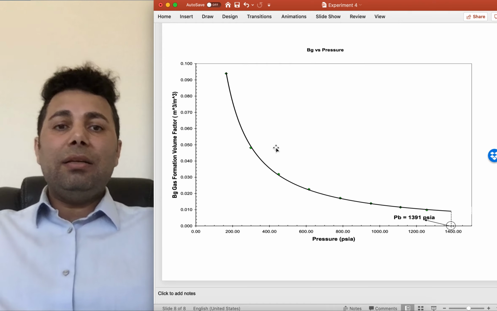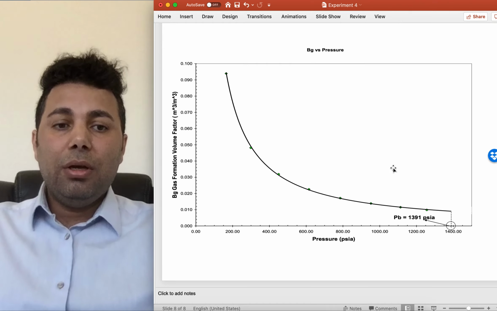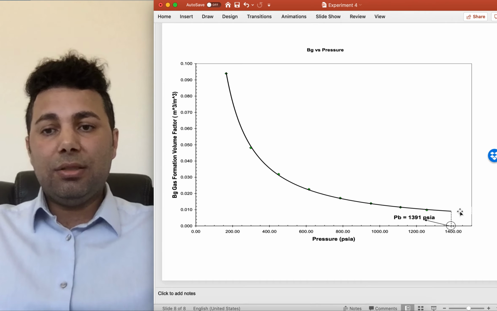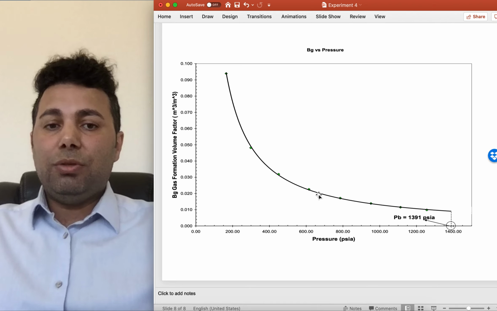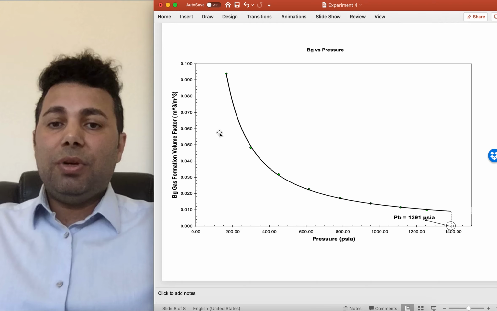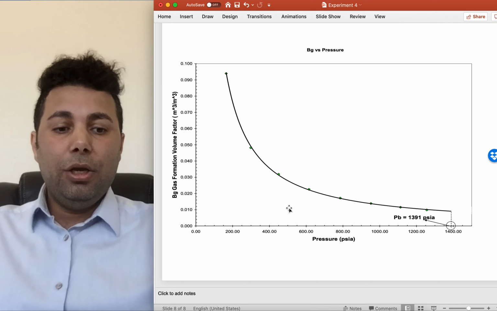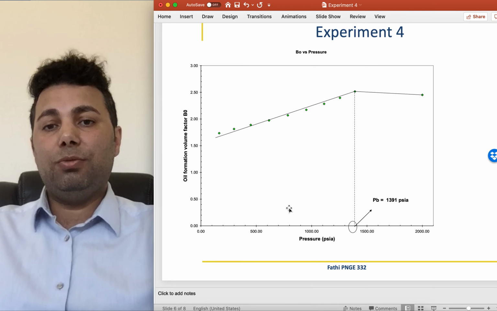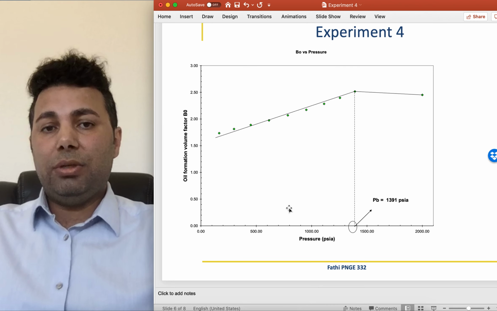And then at the end, we can also calculate the gas formation volume factor. We will not have any gas formation volume factor above the bubble point because there is no gas, all liquid. But below the bubble point pressure, the gas formation volume factor has an exponential relationship with the pressure. So these are the three outcomes of this experiment: formation volume factor of oil, gas formation volume factor, and the solution gas oil ratio.